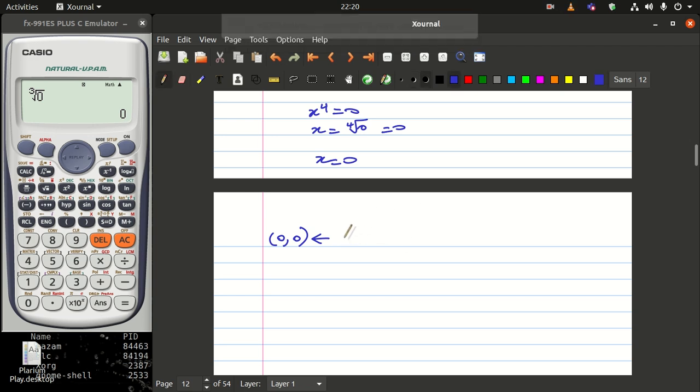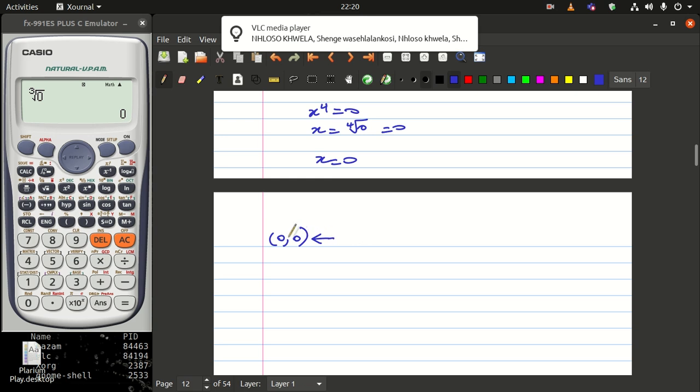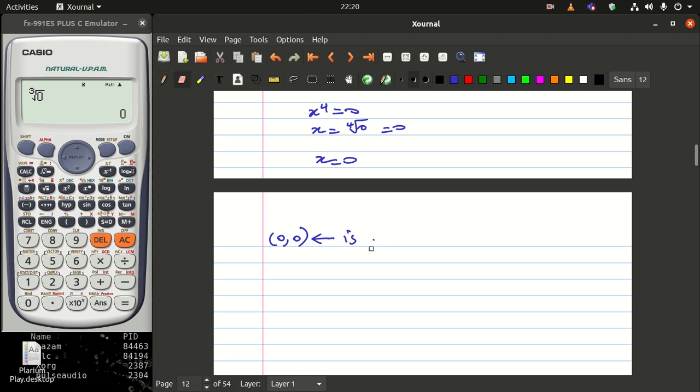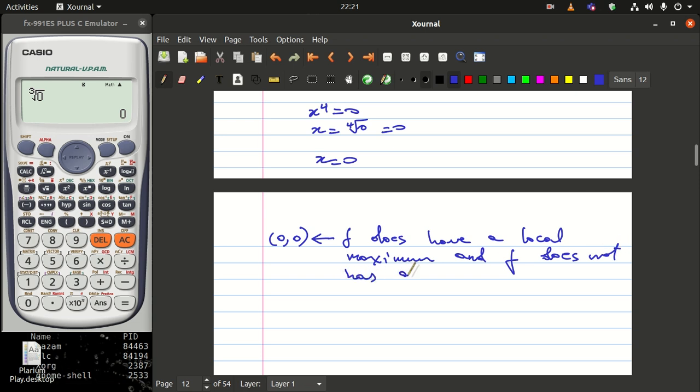So you can say that this point here, we can just say f does not have a local maximum, and f does not have a local minimum at this point.